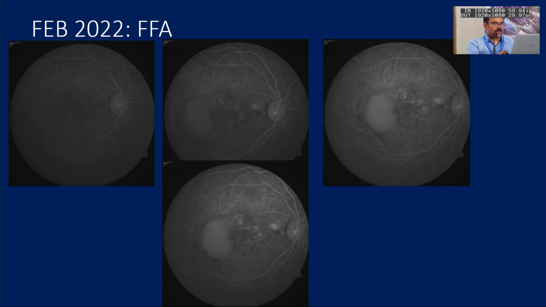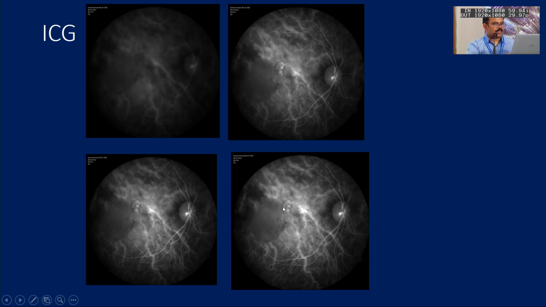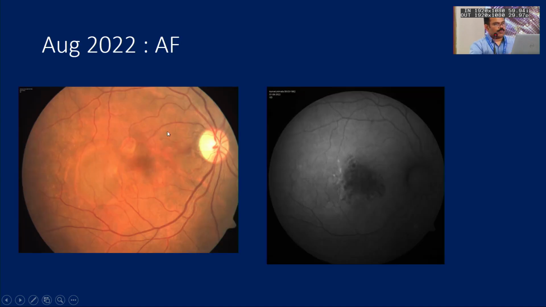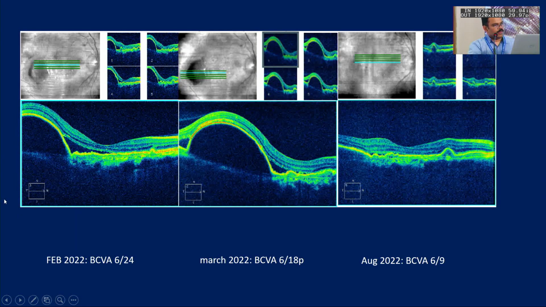There was a suspected exudative retinal pigment epithelial detachment. You can see the large pigment epithelial detachment on the fluorescein angiography, and just nasal to the large pigment epithelial detachment. This is the autofluorescence, which shows the large pigment epithelial detachment here and some damage right in the center of the macula. And these are the OCTs from February, March, and then in August.